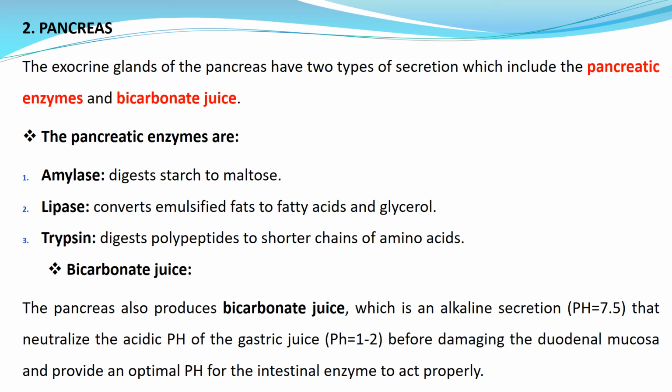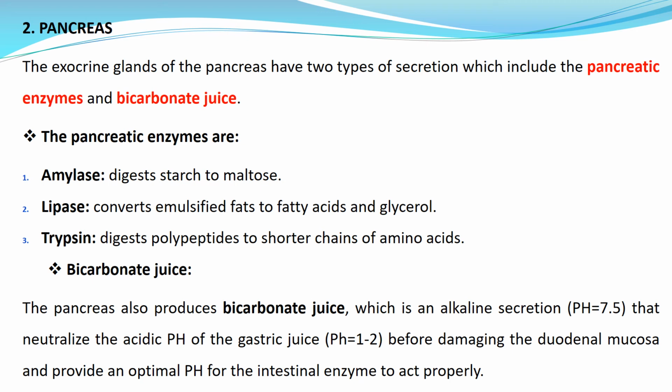And the second organ which is involved in the process of digestion within the small intestine is the pancreas. As we know, the pancreas is considered an exocrine and endocrine gland. The exocrine gland of the pancreas is involved with the process of digestion within the small intestine, and it can excrete two types of secretion. It includes pancreatic enzymes, produced by the pancreas and secreted into the small intestine. And we have bicarbonate juice, also secreted by the pancreas. The main types of the pancreatic enzymes include the amylase.